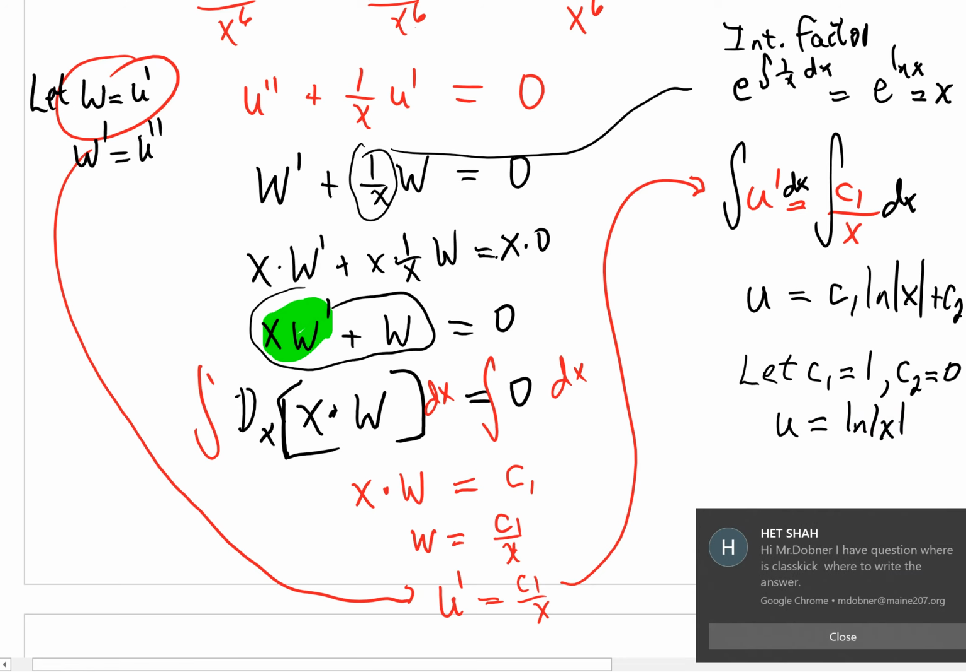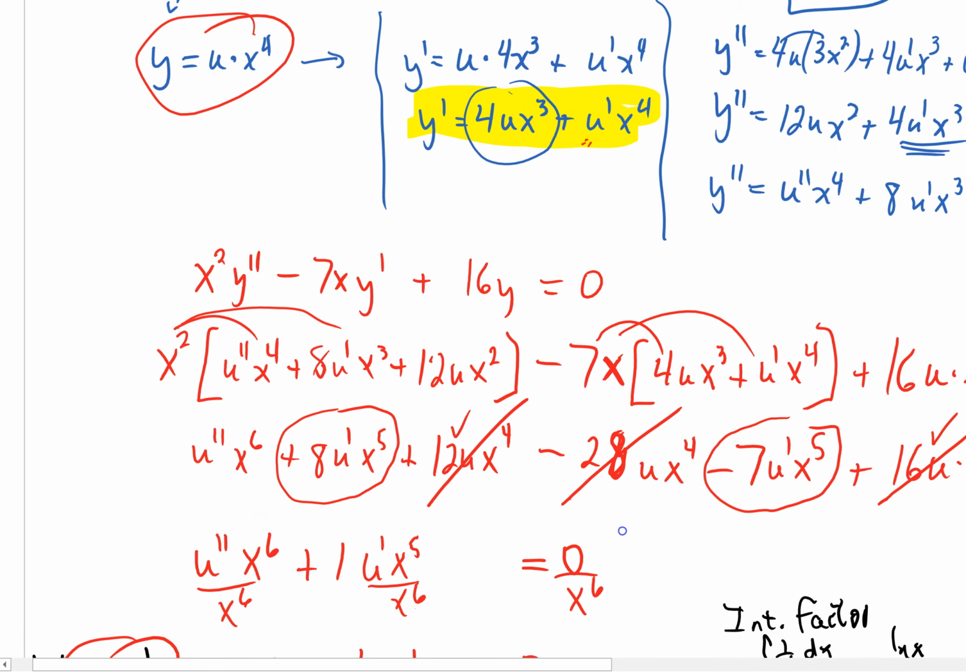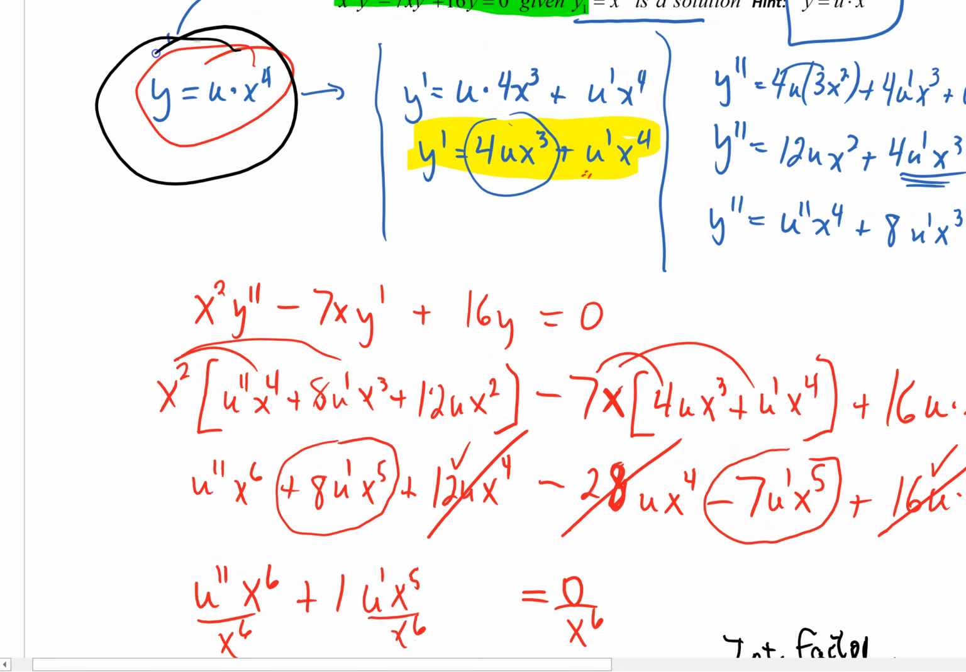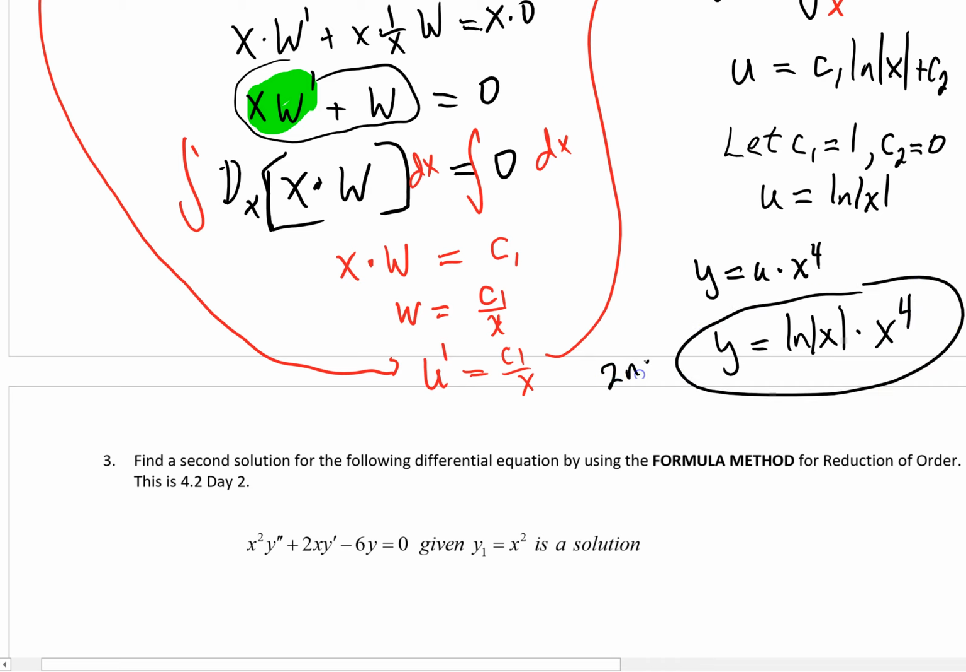Now, at this point, what we can do is actually come back to this start, that y is equal to u times x to the fourth. That was our assumption. And our u was actually the natural log of x times x to the fourth. This is our second solution. So that's how you do a problem like number 2.